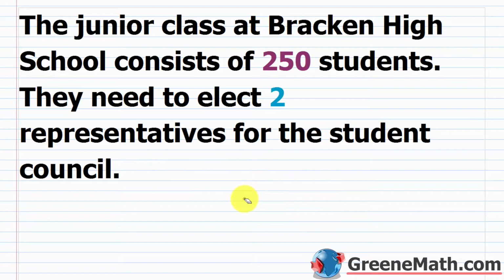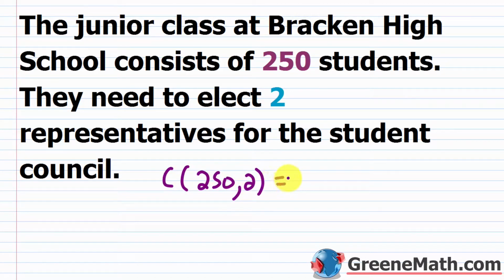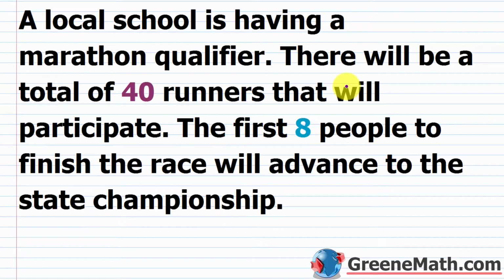Let's actually plug in the numbers. I'm going to again use my calculator here because you would basically be doing this C here with 250, 2. And I'm not going to set this up. You're just going to hit 250 and then go to nCr. And I'm going to get a result of 31,125. Okay, let's look at another example.